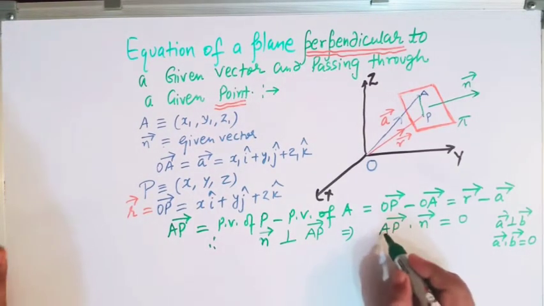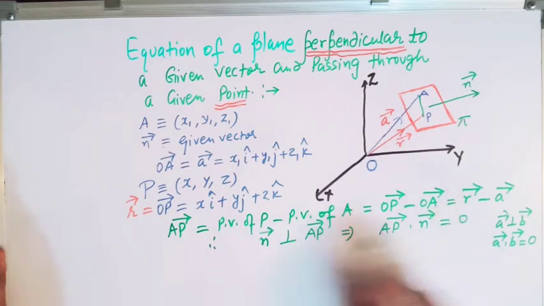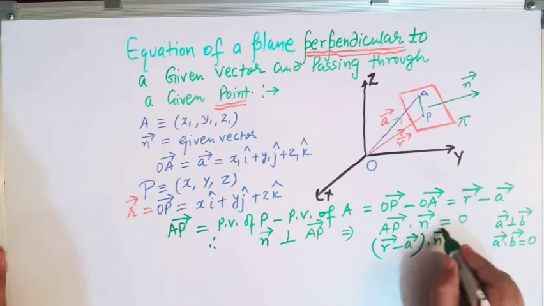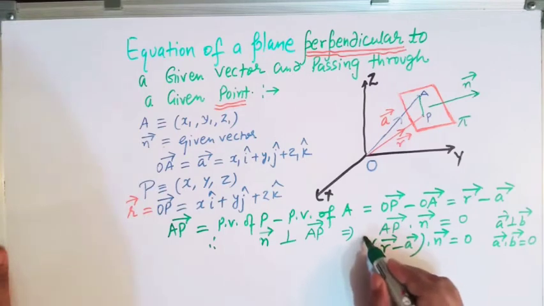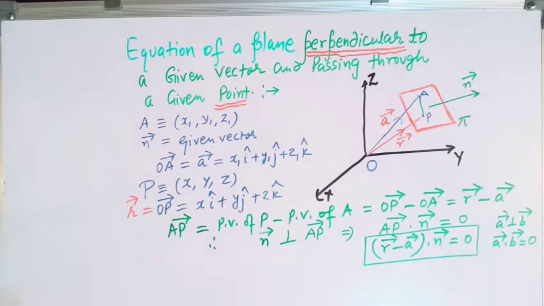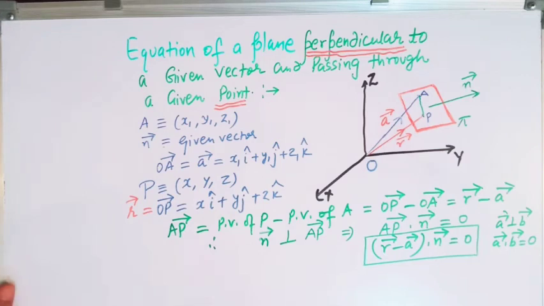Okay, so AP dot vector n is 0, and let us substitute the value of vector AP as vector r minus vector a dot vector n equal to 0, right? So viewers, this is the vector equation of a plane that is perpendicular to a given vector and passing through a given point. So this is the vector equation. Now let us find the Cartesian equation.